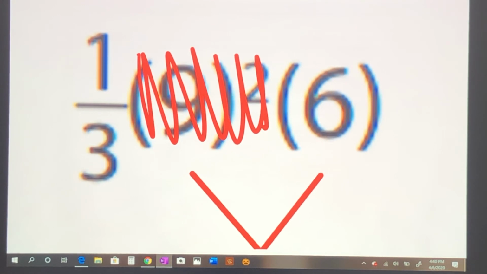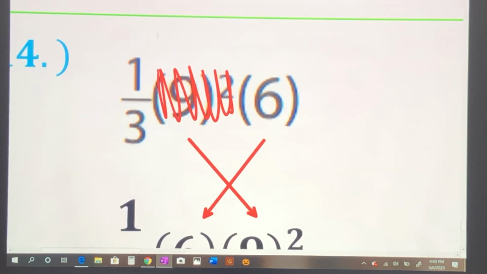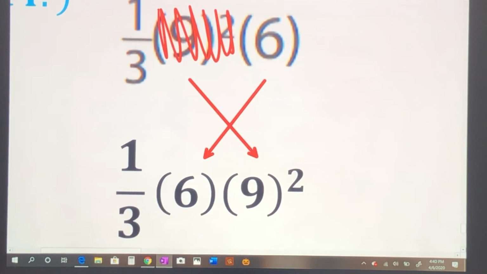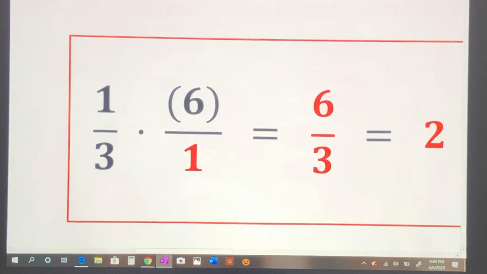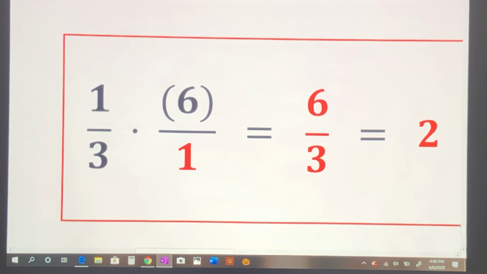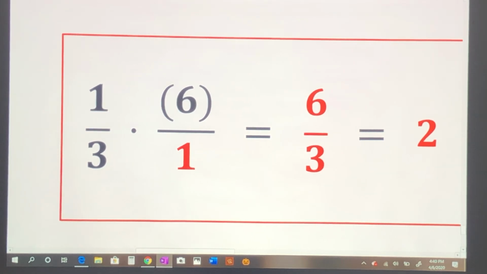Let's see what I did. I'm not even sure. I did it last night. Okay, so I moved the 6 next to the 1/3. A third of 6, 1/3 times 6, 1 times 6, 3 times 1, 6 over 3 is 2. That works for me.